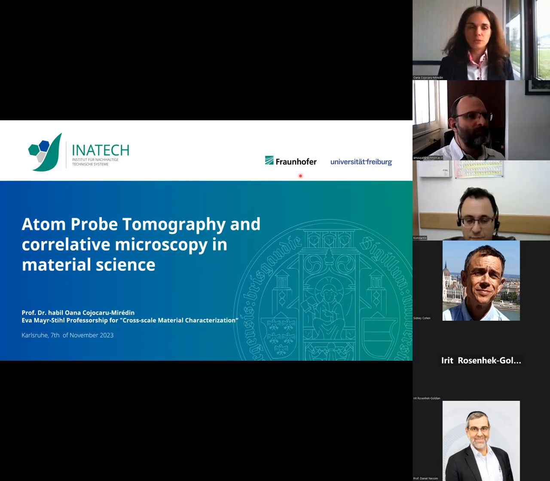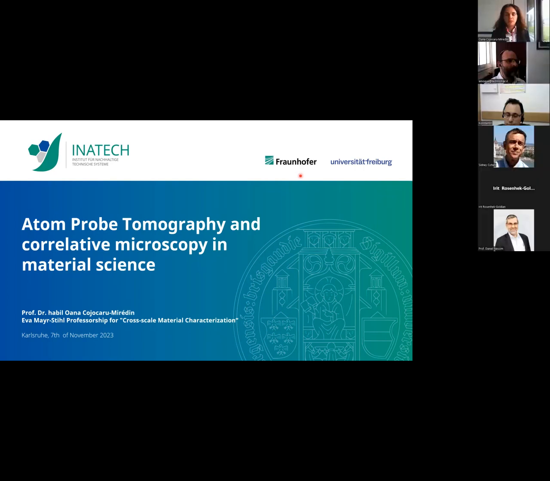So indeed, today I have the task to present to you the atom probe tomography and the correlative microscopy. Correlative microscopy means the combination of the atom probe tomography with other characterization techniques, so that we can determine several material properties on the exact same position of the sample. And I have the task today to present you some examples of what we can achieve with this new methodology.